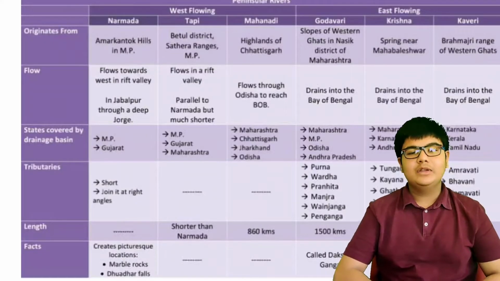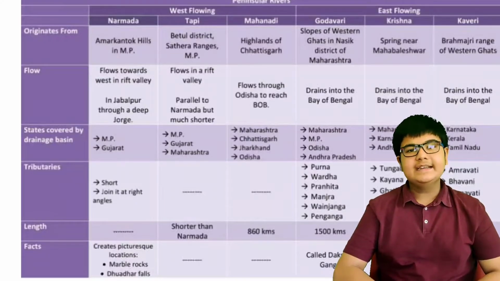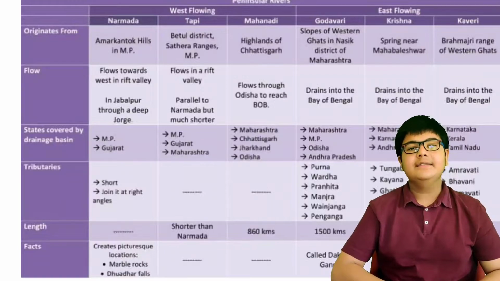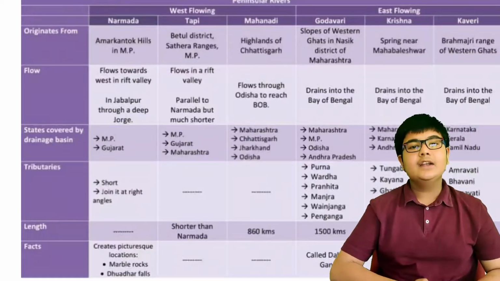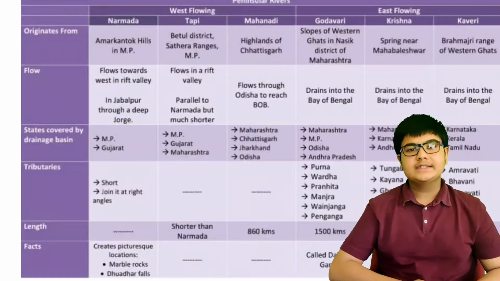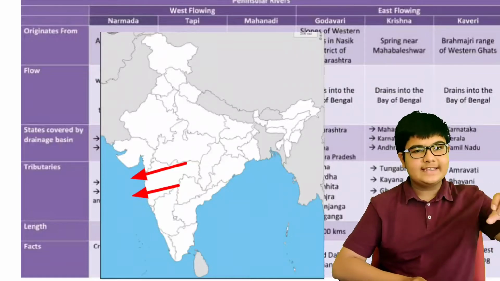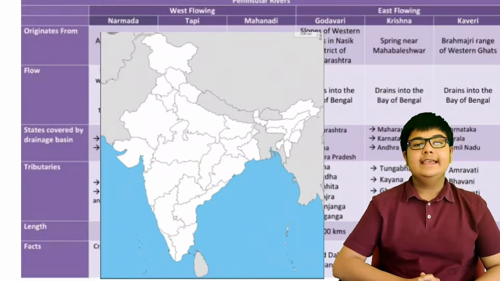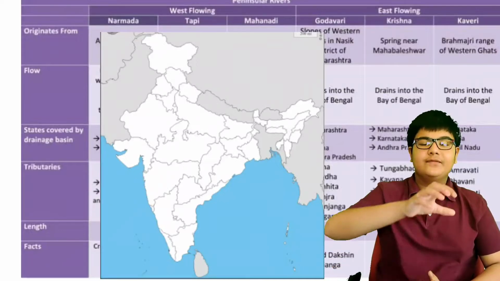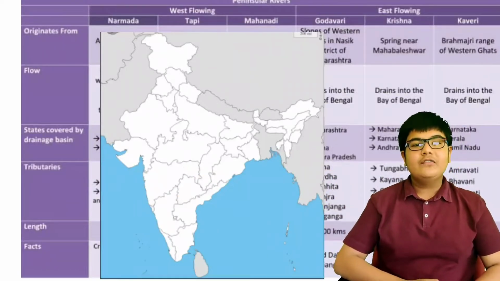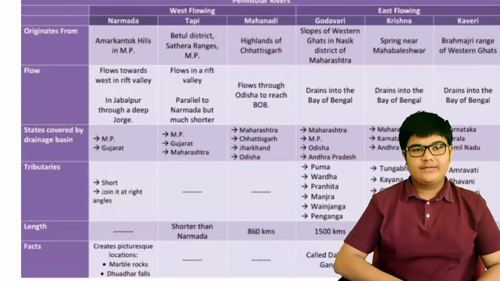Now let us learn about the peninsular rivers. So these are the rivers which flow in the southern part of India, and they mostly rise in the eastern and western Ghats. There are two types of peninsular rivers, east flowing and west flowing. West flowing rivers are the rivers which flow towards the west and drain into the Arabian Sea. East flowing rivers are those which flow towards the east and drain into the Bay of Bengal. So now first let us learn about the west flowing rivers.